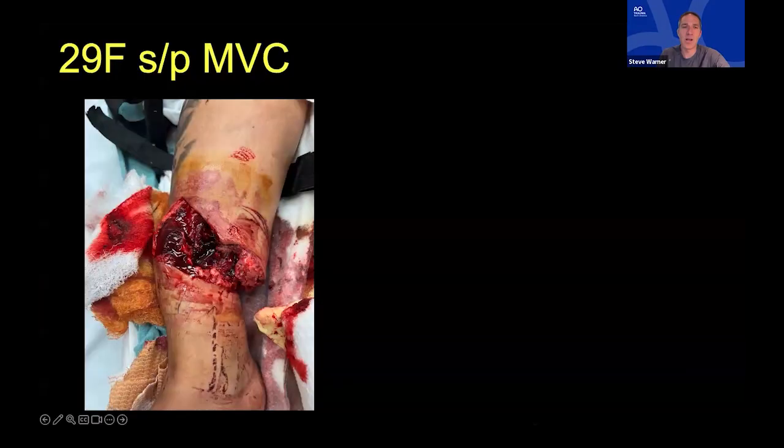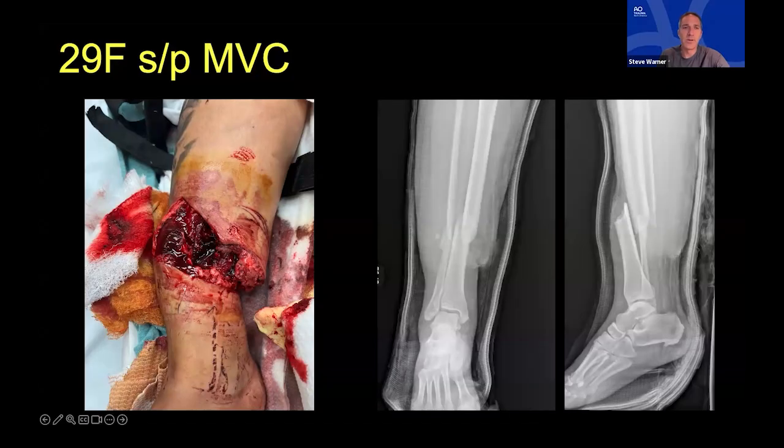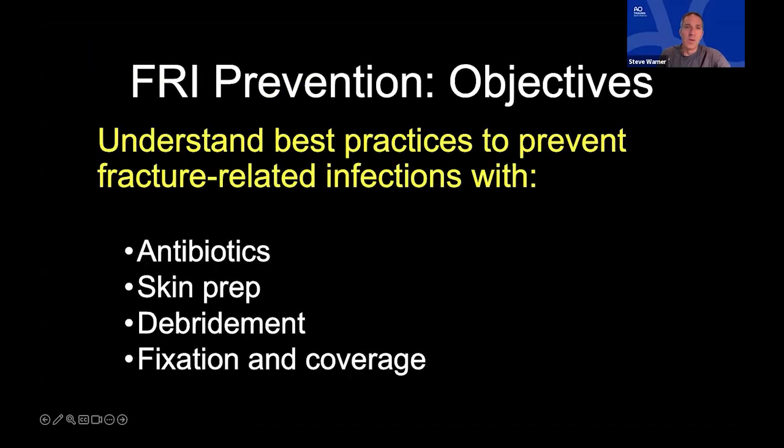So starting with the case, this is a 29-year-old female who was involved in a motor vehicle collision, with her fracture site at the time of presentation, as well as some x-rays correlating the tibia and fibular fracture at that level of the open injury. And we'll go through what was done for this patient after we discuss some of the relevant points in the literature.